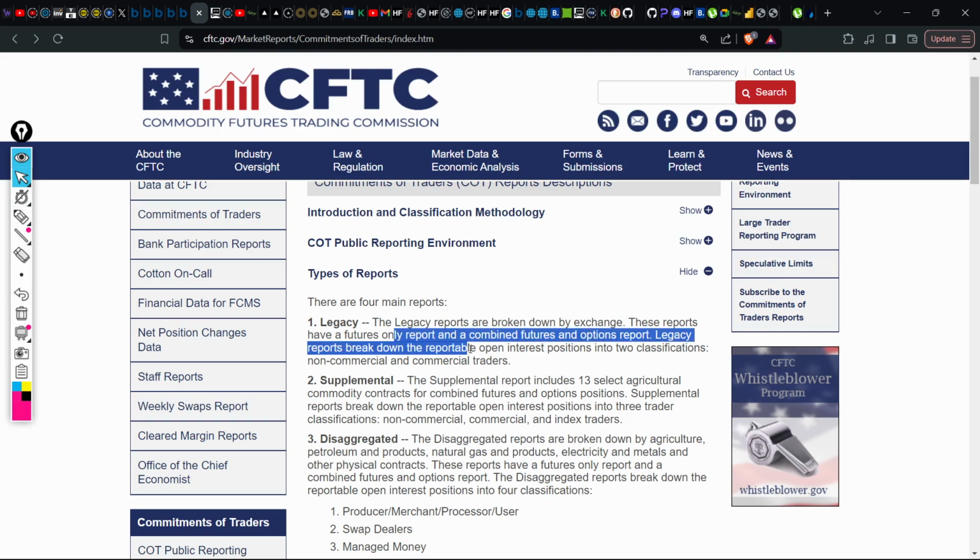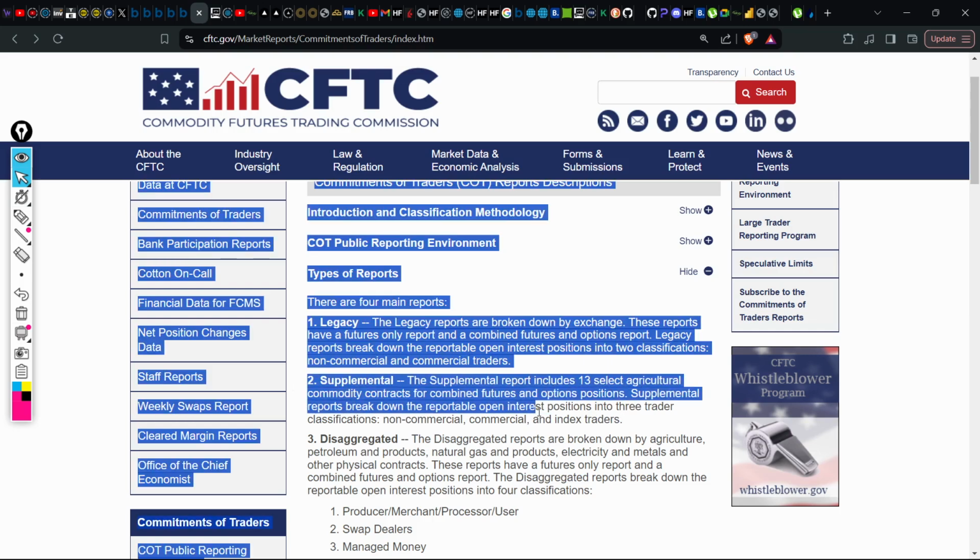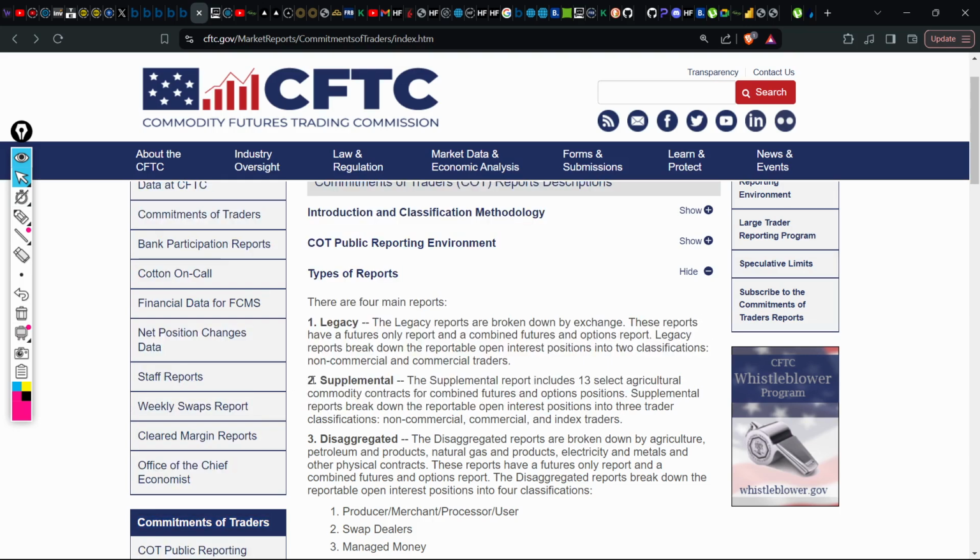Legacy reports break down reportable open interest positions into classifications: non-commercial and commercial traders. So these are the two main classifications you will find in the legacy COT reports. Another one, supplemental. Supplemental reports include 13 select agricultural commodity contracts of combined futures and options positions. Supplemental reports break down the reportable open interest positions into 3 trader classifications: non-commercial, commercial, and index traders. This number 2 is not what we usually look at.